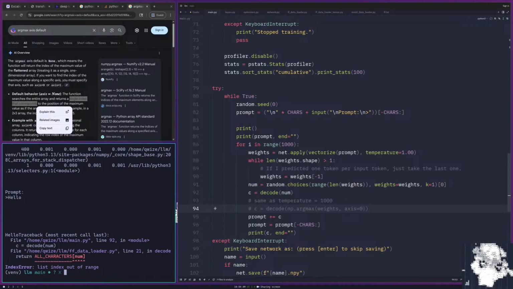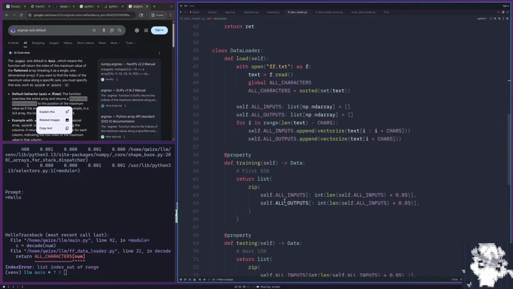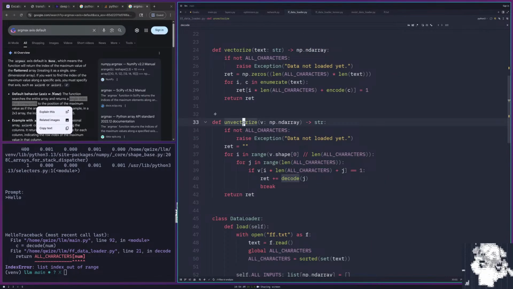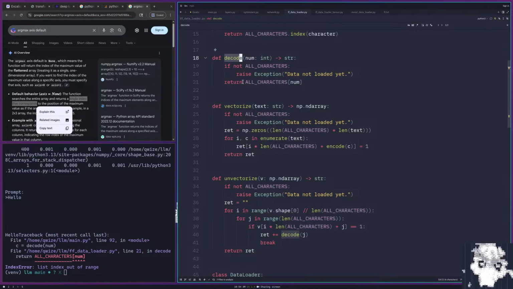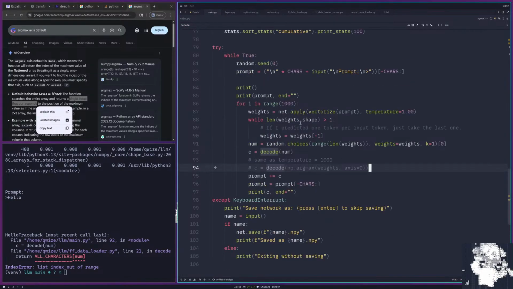Why is this broken? Decode is broken. Or maybe it's not, maybe decode's not broken, but I'm getting a number that's not in the range, which means my softmax is broken out here.